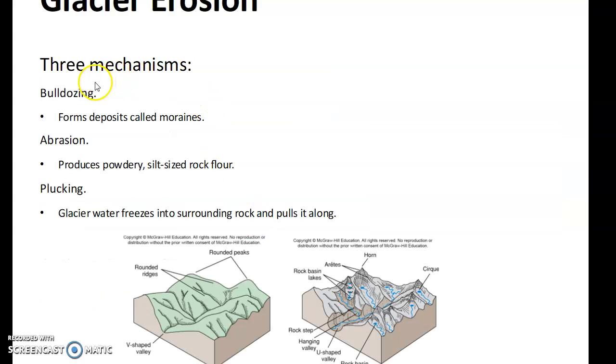Glacier erosion has three mechanisms. Bulldozing. This forms deposits called moraines, not morass. And essentially this is just that old glacier moving on down, pushing everything in front of it, right? Just like a bulldozer. Abrasion, this produces powdery, silt-sized rock flour. And plucking. This is where glacier water freezes in the surrounding rocks and then pulls it along as it goes further in one direction or the other.